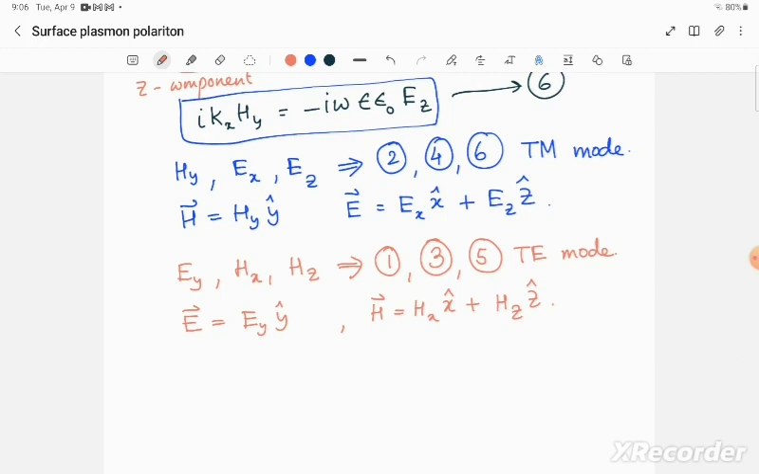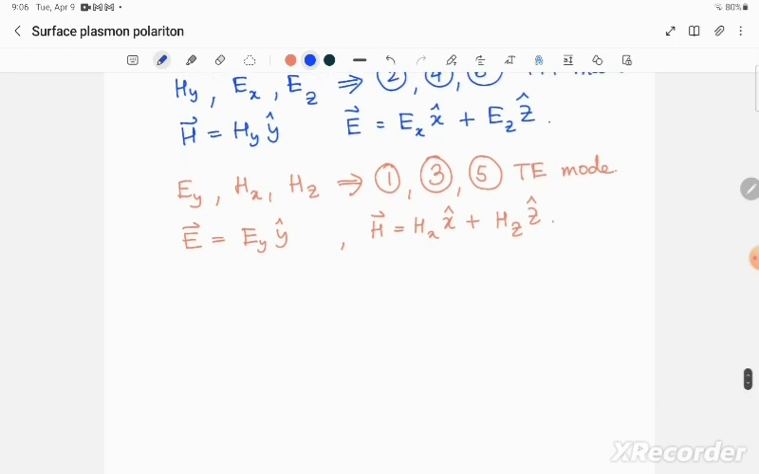So we start with the TM mode. For the TM mode, let's write down the relations that we have. We have Ez is equal to minus kx over epsilon naught omega times Hy. Okay, this comes from, sorry, this comes from the sixth relation.